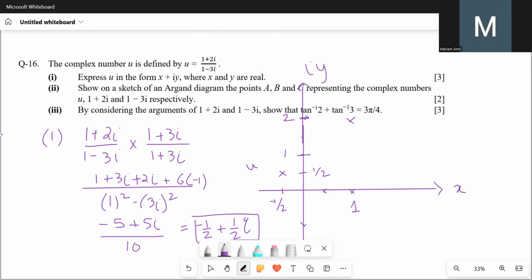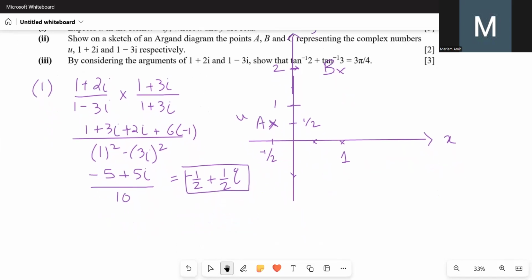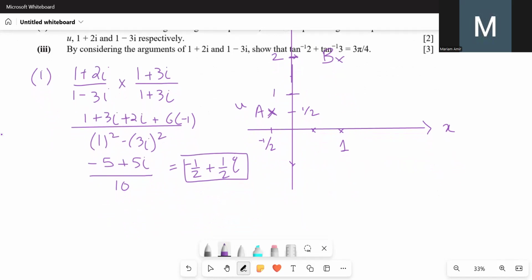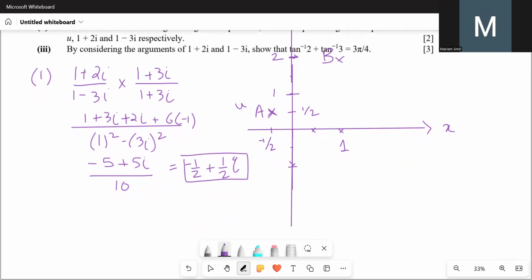So we already have 2 points drawn, the U, and that's A. In fact, no, U is A. This is point A, that's point B, and point C is 1 minus 3 iota. So we need to go towards the lower side. So this is roughly, that's half, so 1, and this would be negative 2.